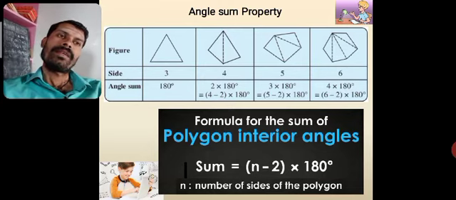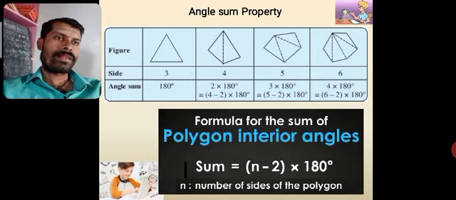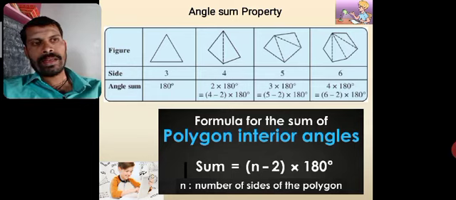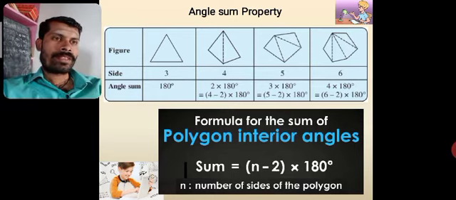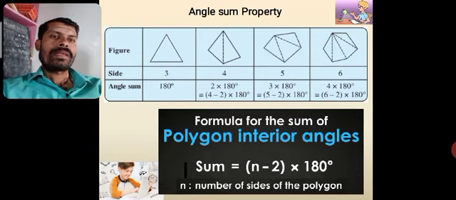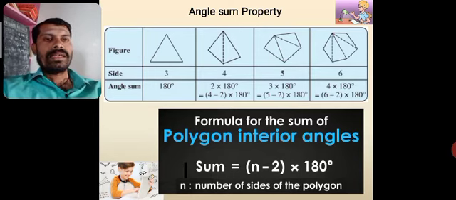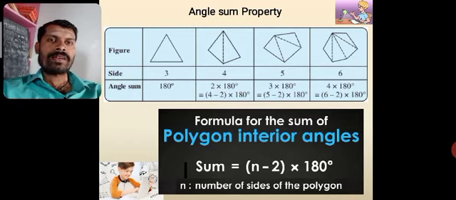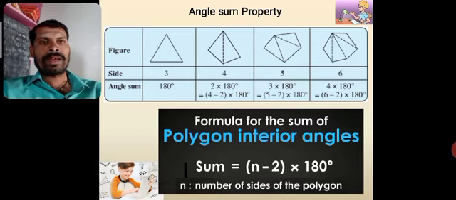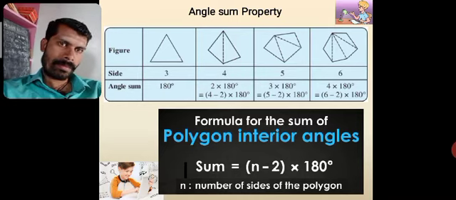Similarly, hexagon. By drawing 3 diagonals we get 4 triangles. 4 into 180 gives the sum of the interior angles. So 4 can be written again as 6 minus 2, into 180, is the angle sum of that hexagon. So in general, if a polygon has n sides, then the sum of the interior angles of that polygon is given by n minus 2 into 180 degrees, where n represents the number of sides in that polygon.